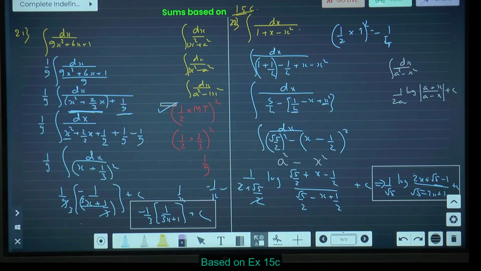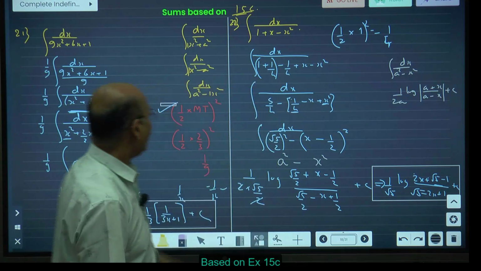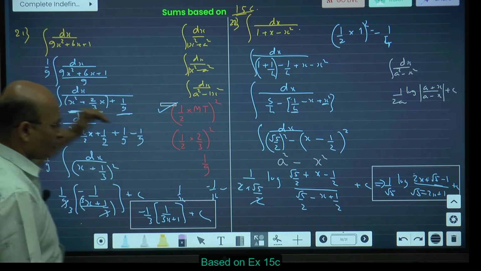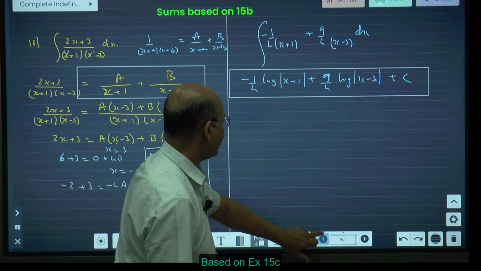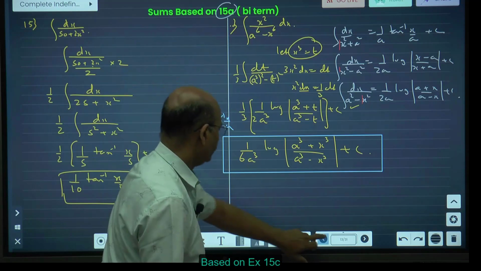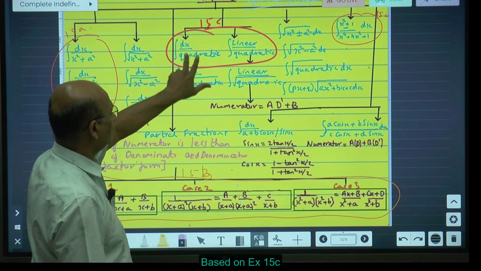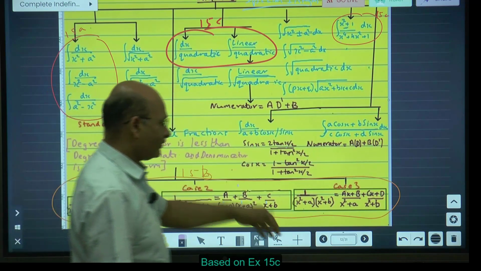So just have a look at this sum now. You can write it anyway, either you write 2x first or whatever it is. But what I wanted to do is to understand the mechanism of dx upon quadratic. This is what exactly we are doing now. If you see this chart here, dx upon quadratic converts into partial fractions. Even dx upon root quadratic we change to that, but we'll come to that later on.